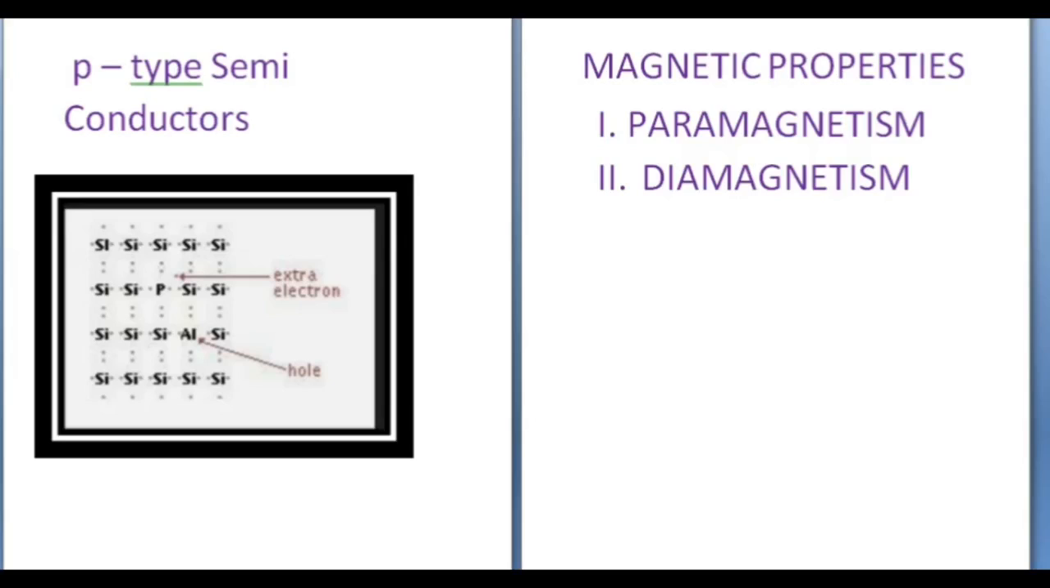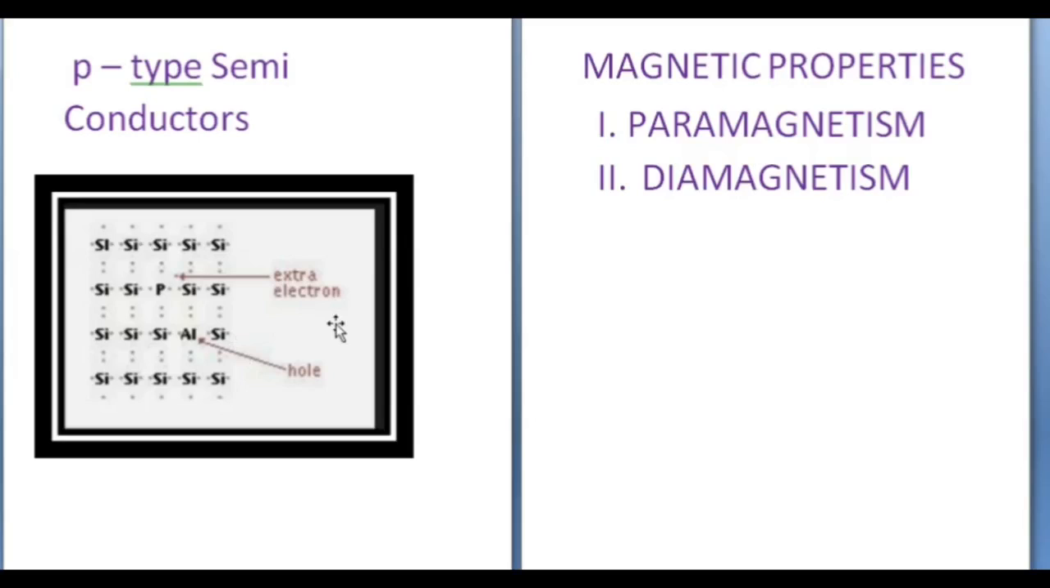In this case, electron vacancy or hole helps in conducting electric current. Example, a semiconductor containing gallium as an impurity in silicon. Now here in this case we have an extra electron because of phosphorus and a hole because of aluminium. So this type of conductor is called p-type semiconductor. Next we move to the magnetic properties of solids.